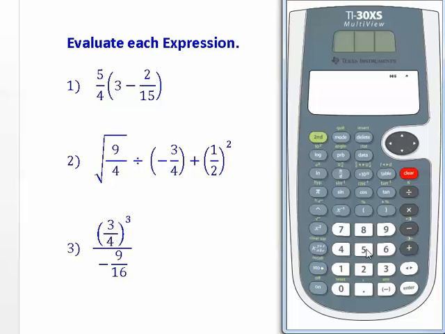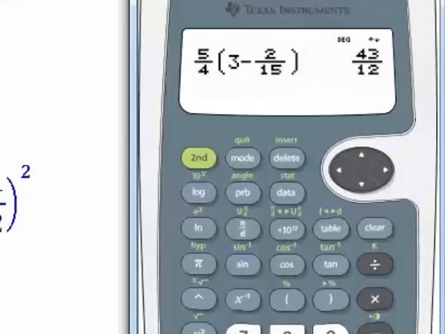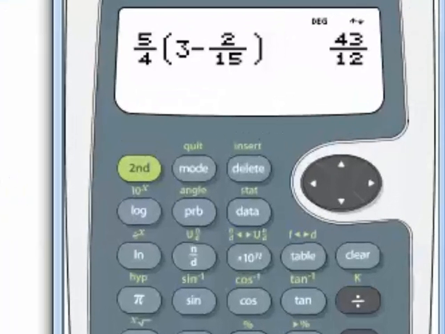So to input the 5/4, you press the 5, followed by the ND button and the 4. Move to the right for the parenthesis. Now 3 minus 2, the ND button, and 15. Move to the right to input the right parenthesis, and then press enter, and we get our answer as 43/12.